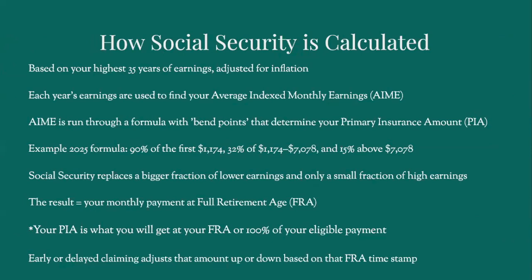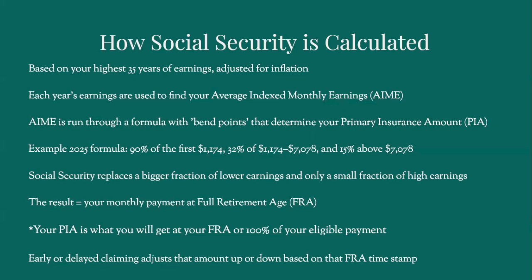In 2025, the formula to calculate your primary insurance amount is they're going to take 90% of the first 1174, 32% of 1174 through 7078, and anything over 7078, they're going to take 15% of that average monthly earnings amount to calculate what you're going to get on a monthly basis. And we have examples going forward, so don't worry too much about that right now. It's going to replace a bigger fraction of lower earnings and only a smaller fraction of higher earnings. And you can see that by the fact that you're only going to get 15% above that last threshold.